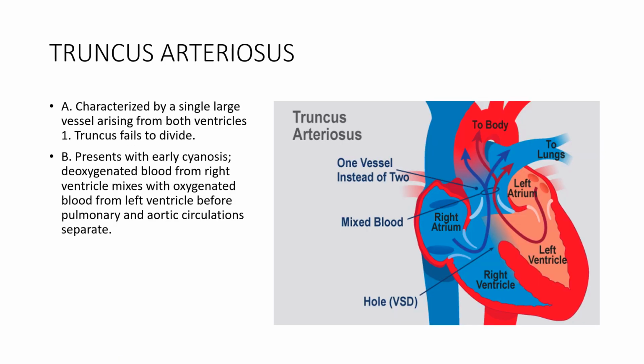Now, truncus arteriosus. What happens in this case is that there is a failure of separation of the aorta and the pulmonary artery. It is characterized by a single large vessel arising from both ventricles. The trunk that is supposed to divide into aorta and pulmonary artery does not divide, and therefore it presents with early cyanosis. Deoxygenated blood from the right ventricle mixes with the oxygenated blood from the left ventricle before pulmonary and aortic circulation separate.